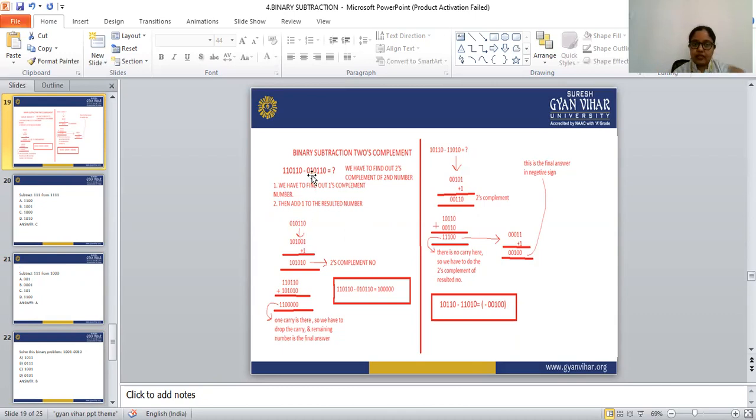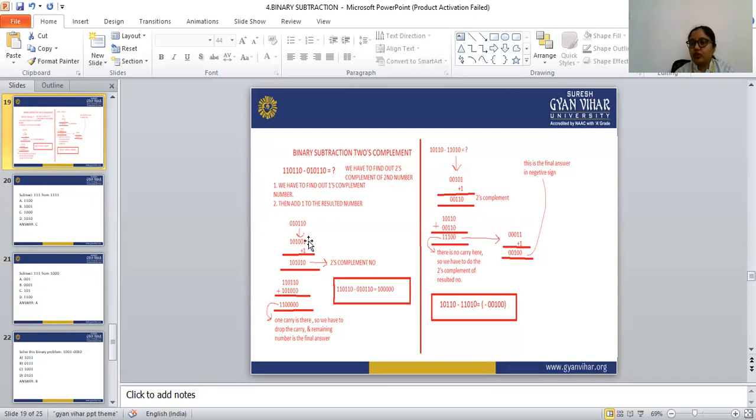Look at this: 0, 1, 0, 1, 1, 0. First we have to invert this number. In the place of 0, I have to write 1. In the place of 1, we have to write 0. In the place of 0, 1. In the place of 1, 0. In the place of 1, 0. In the place of 0, 1. So this is the 1's complement number.